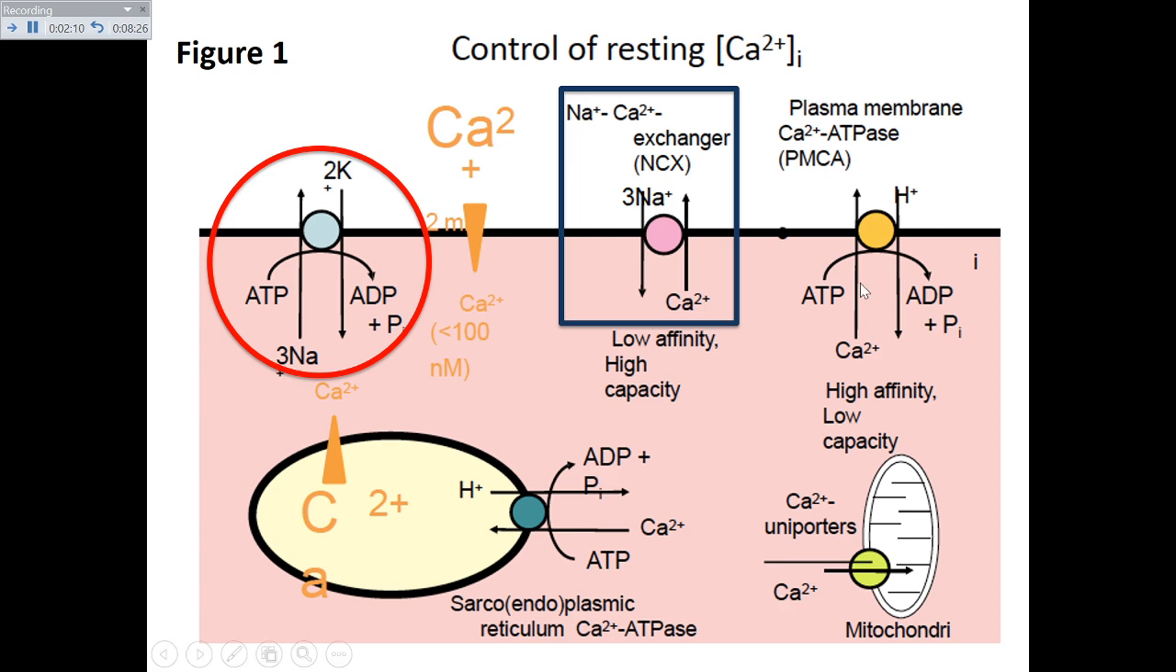Okay. Let's see other transporter. We have other transporter that also cause decreased calcium inside the cell. One of them is plasma membrane calcium ATPase. We have two types of ATPase. This is plasma membrane calcium ATPase that expels calcium.